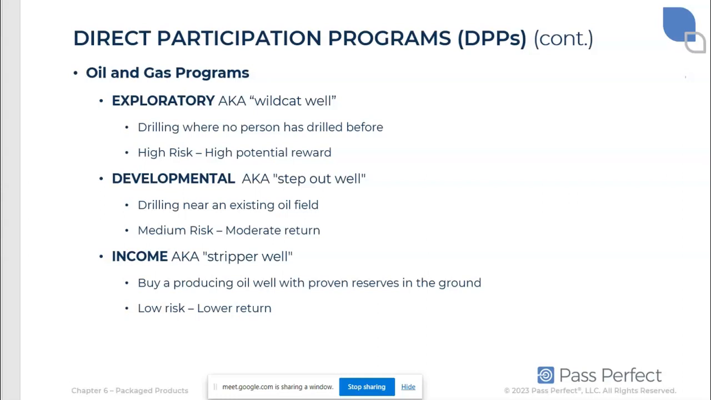Developmental or step-out wells are ones that are built near existing proven resources, near an existing oil field. So there's a fair chance that they'll be able to find additional oil or natural gas near existing oil fields. And then there's the income wells or stripper wells. Those are already proven, they've already found oil, they're already filling up oil barrels and selling them off and collecting income. So that is a lower risk activity, but of course, the lower potential return as well. But for people who prefer lower risk, that is definitely a possibility.